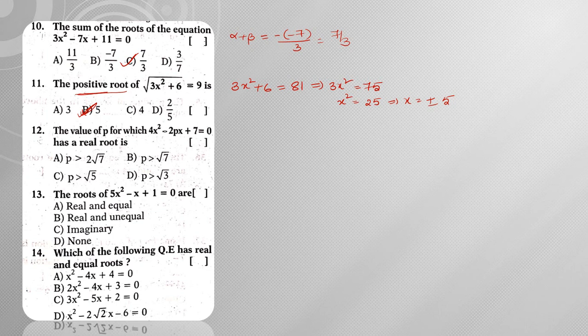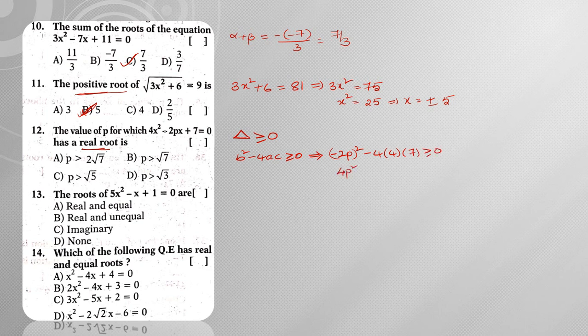Next, the value of p for which 4x square minus 2px plus 7 is equal to 0 has a real root. So real root means, whenever you want to talk about the nature of the root, simply make use of discriminant. So since he is talking about real root, delta can be greater than or equal to 0. So based on this, b square minus 4ac should be greater than or equal to 0. Now when I substitute the values, minus 2p whole square minus 4 into 7 should be greater than or equal to 0.